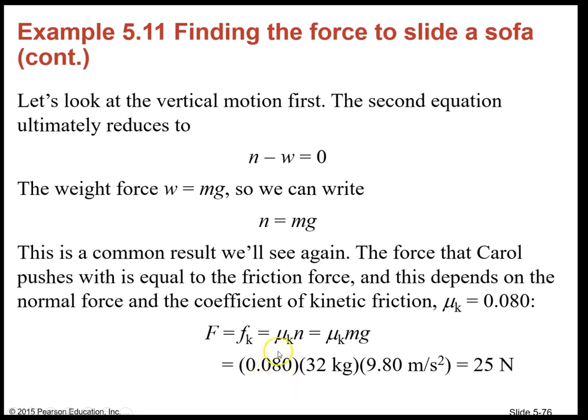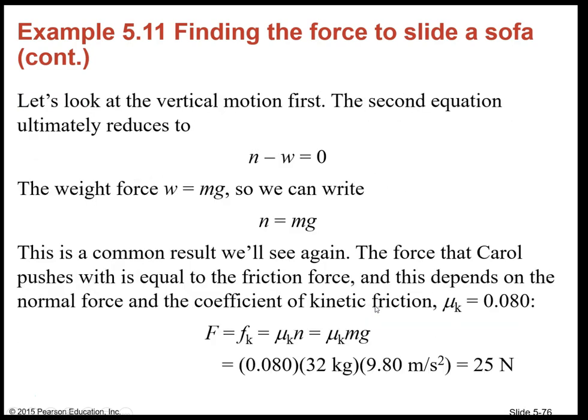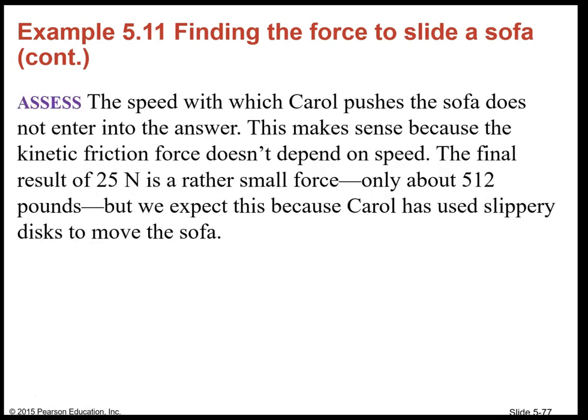So we know the normal is the same as the weight of the object because it's on level ground. So 32 kilograms times 9.81 gets you the weight of the object, mass times gravity, times the mu, 0.08 that we know, gets our force kinetic of 25 newtons. Okay, so that means this force is 25 newtons. But because it's moving at a constant speed, we know that that force is also equal to the force of kinetic friction. So it's 25 newtons.